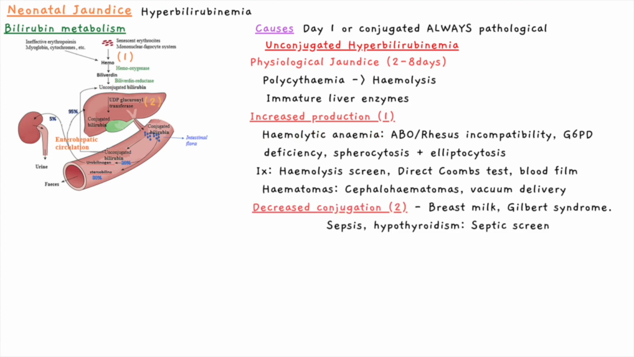Hematomas are another common cause, such as cephalohematomas, which are basically head lumps and are associated with a vacuum delivery. The other way you can get increased unconjugated bilirubin is if there's decreased conjugation, and this can be the case if the baby's been breast milk fed, or Gilbert syndrome. Other causes include sepsis or hypothyroidism, and you would do a septic screen, including an FBC, a blood culture, a urine culture, and a lumbar puncture.